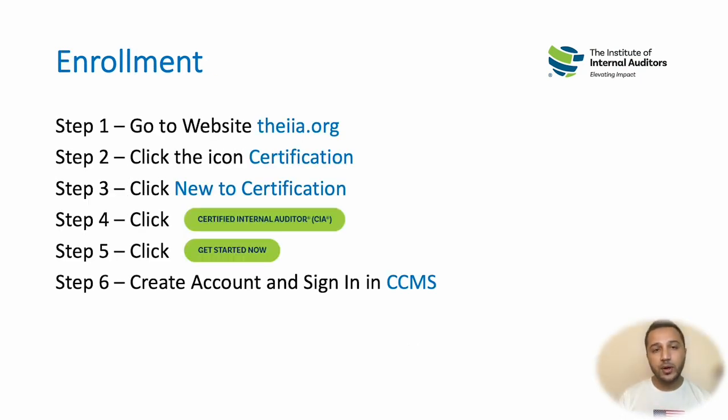To enroll with the IIA, if you are trying to enroll in the CIA exam for the first time, then you have to go to the website. There is a section called certification. You click there, then there is new to certification, and there you will find multiple certifications. So you can choose CIA, and then from there, if you keep on clicking, you will get to the right portal where you have to register, CCMS we call it.